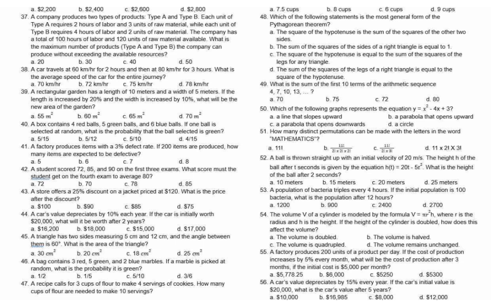A triangle has two sides measuring 5 cm and 12 cm, and the angle between them is 60 degrees. What is the area of the triangle? So the area of the triangle is letter B, 20 centimeters squared.